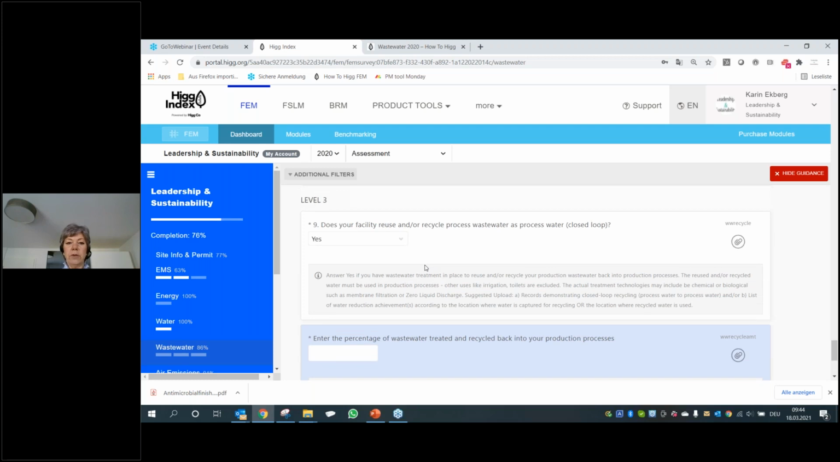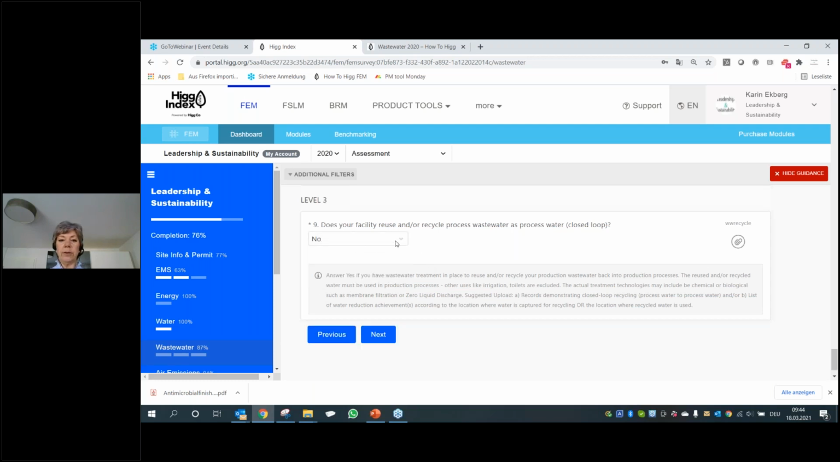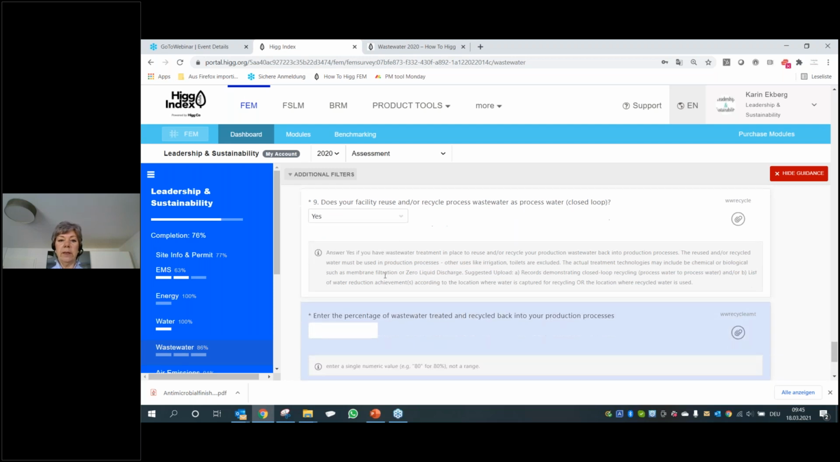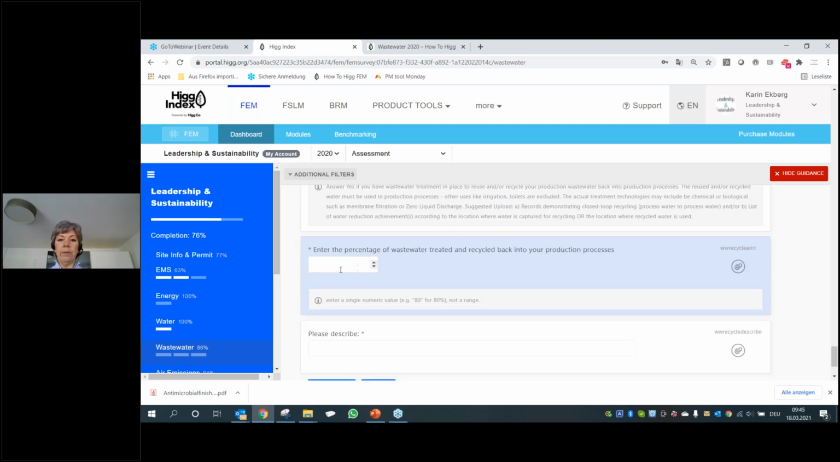So now for the last question, the only question at level 3: does your facility reuse and/or recycle process wastewater? If I say no, I'm finished. If I say yes, then I am asked to enter the percentage of wastewater treated and recycled back into your production processes. If I have more than 80%, I will get full score. If I have 50 to 79%, I will get partial score, which is 50% of the total score.